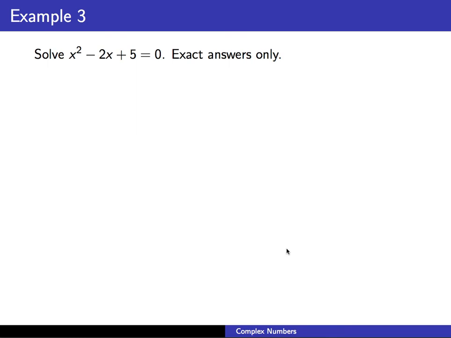So x squared minus 2x plus 5 equals 0. Solve it. Exact answers only. This might look a little familiar from the end of the part 1 video. So a little bit of a nightmare revisited.